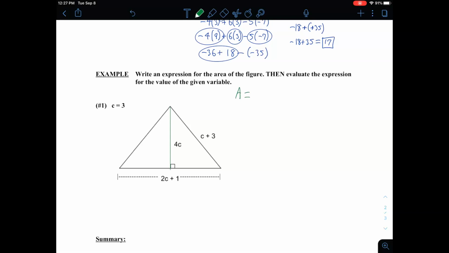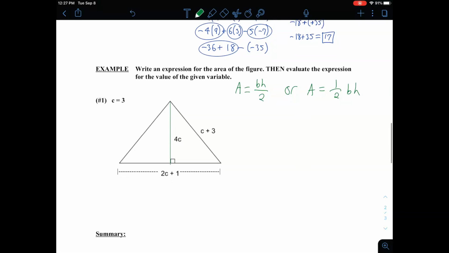What's the formula for area of a triangle? There's 2 ways to write it. First one is base times height over 2. Hopefully you said that. Or 1/2 base times height. I like base times height over 2 more often than that. I just feel like it's easier to work with, so we're going to stick with that one for now. But you could also do 1/2 times base times height.